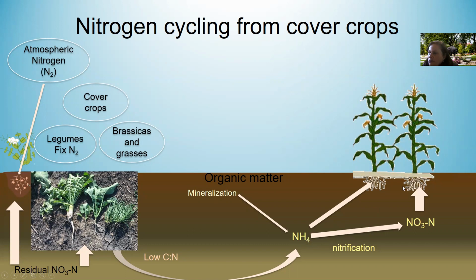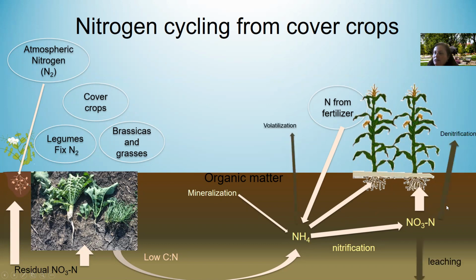plants can also take up ammonia directly. Then we have nitrogen from fertilizer, which in our areas mainly comes in ammonia form, which is also nitrified and goes to nitrate. And we have several other losses from the system: volatilization of ammonia, denitrification, and leaching. And we can have some immobilization of the ammonium into organic matter. So this is what the cycle will be.